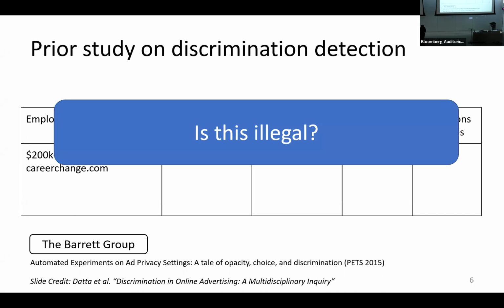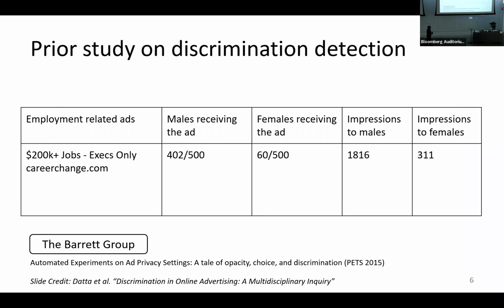Sorry, the first 2 numbers, 402 and 60, are the unique individuals who saw this ad. Impressions is the total number of times this ad was seen. Often in advertising, as you might have noticed on Facebook and Google and other places, you'll see the same ad multiple times, and those are called impressions. Any other questions?